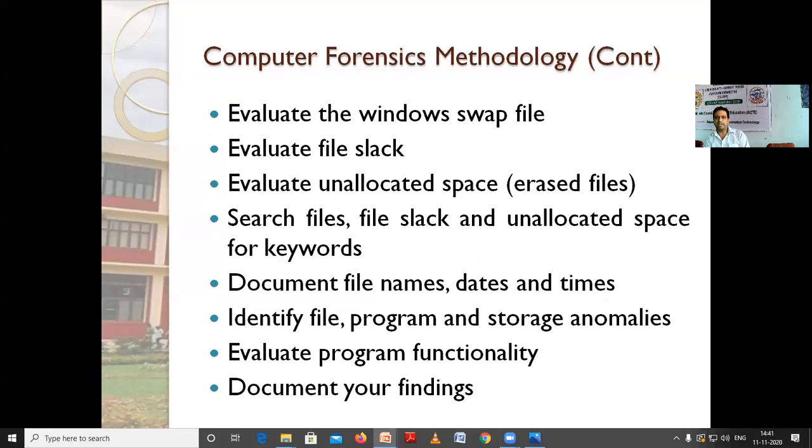Ultimately, the success of computer forensic investigations is limited because the precautions or suggested ways are not followed. In the next suggested steps: evaluate the Windows swap file, evaluate file slack, evaluate unallocated space, search files, file slack, and unallocated space for the keywords, document file names, dates and times, identify file, program, and storage anomalies, evaluate program functionality, and document your findings.